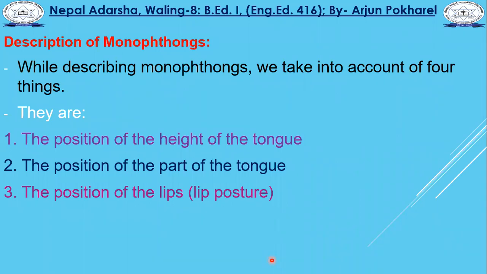We can identify all the monophthongs in some way or the other. Lip position is also known as lip posture, which is useful while describing the monophthongs. The next one is the length. Length refers to the duration of time taken by a particular vowel or monophthong while producing it.